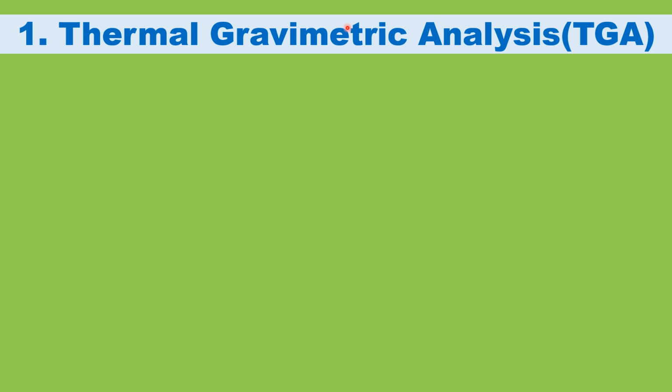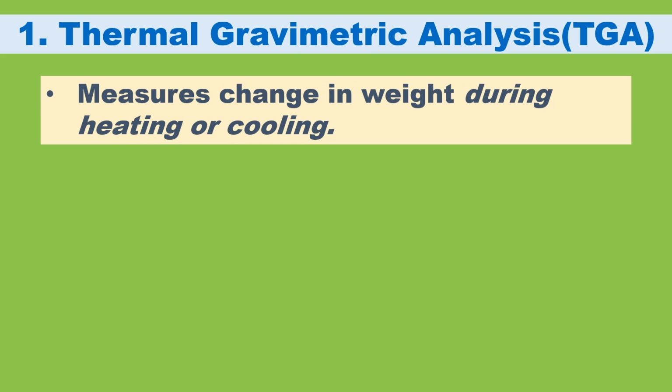What is called thermogravimetric analysis? TGA. It measures a change in weight or mass of a sample when it is heated or cooled. Okay, in this technique we measure change in mass or change in weight of a sample by heating or cooling.